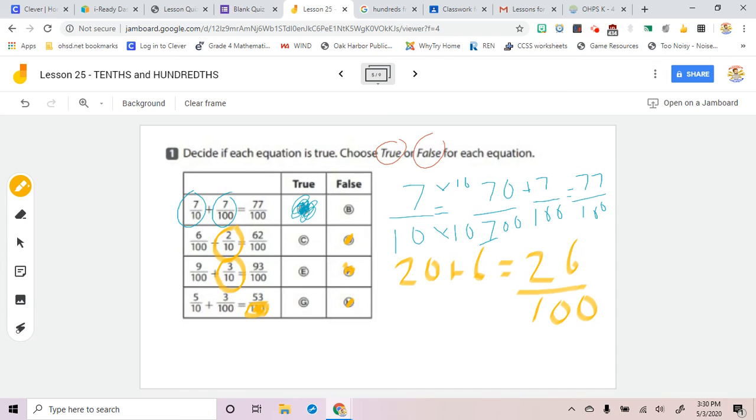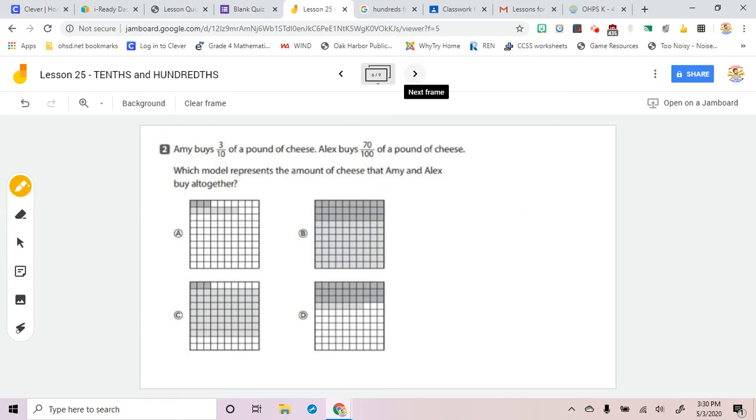These are pretty hard. Amy buys 3/10 of a pound of cheese. Alex buys 70/100 of a pound of cheese. Which model represents the amount of cheese that Amy and Alex buy altogether? Is it A, B, C, or D? Right away, I see a tenth that I'm going to have to make into 100th. So ready, set, pause, and solve.